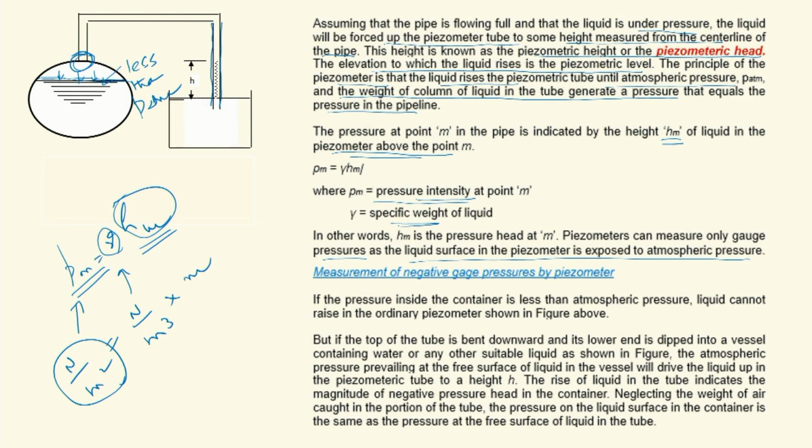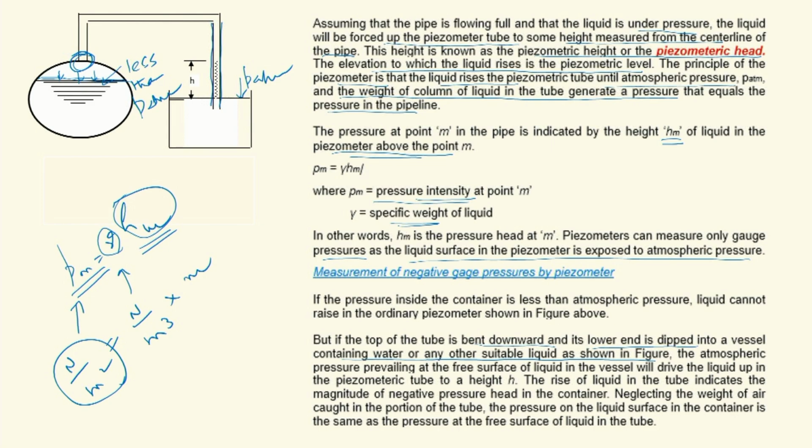So if the top of the tube is bent downward and its lower end is dipped into a vessel containing water or any other suitable liquid, as shown in the figure. So what happens? What is the pressure prevailing here? Say it can be water or any other liquid. So here the pressure is P atmospheric. Here the pressure is less than atmospheric.